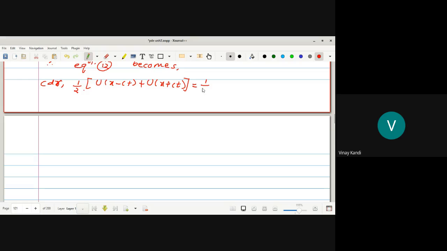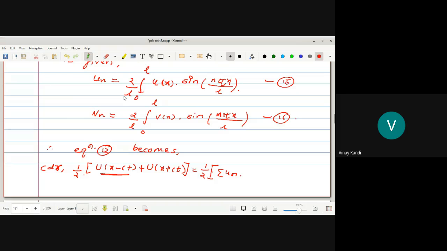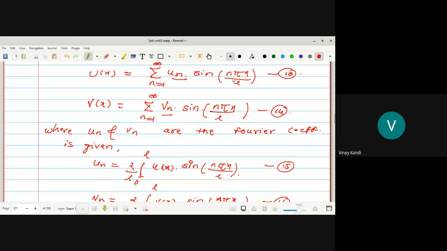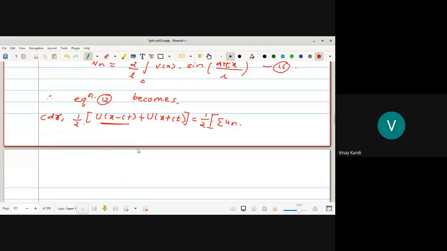Find the value of 1 upon 2 into summation n running from 1 to infinity of small u_n, putting x minus ct in place of x: u_n into sine of n pi, instead of x we write x minus ct, divided by L, plus summation n running from 1 to infinity of u_n into sine of n pi x plus ct divided by L, bracket complete.